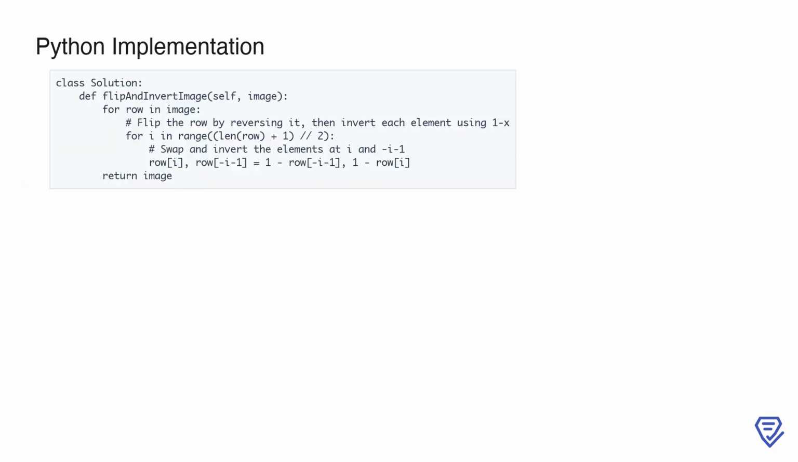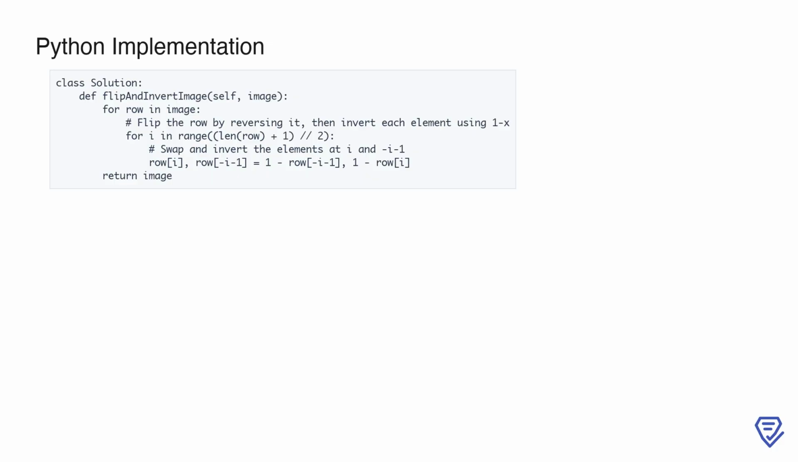The code solves LeetCode problem number 832, flipping an image. The problem requires flipping each row of a binary matrix horizontally, followed by inverting the values, changing 0 to 1 and vice versa. This is achieved efficiently in a single pass per row.